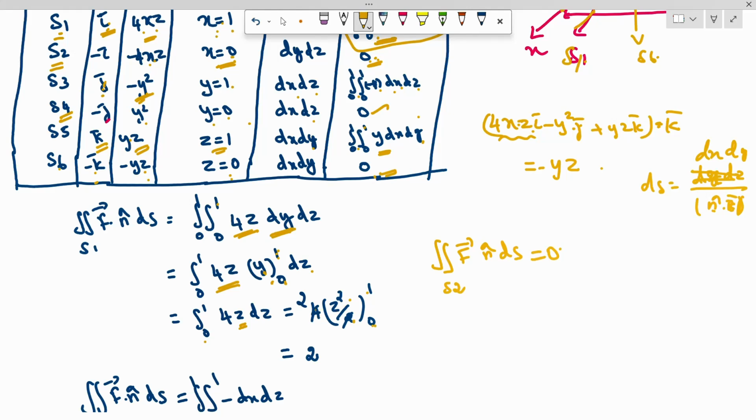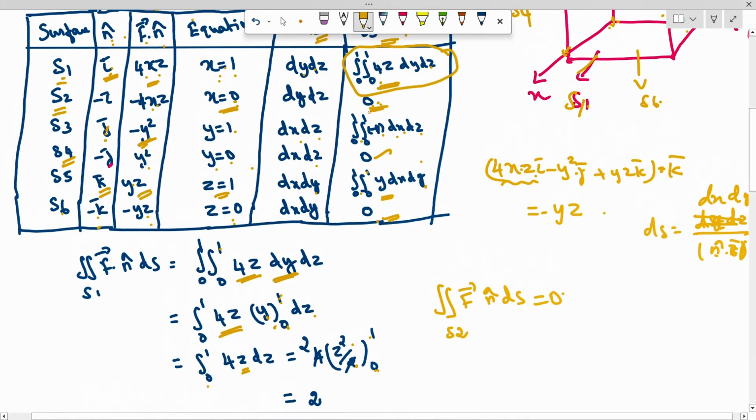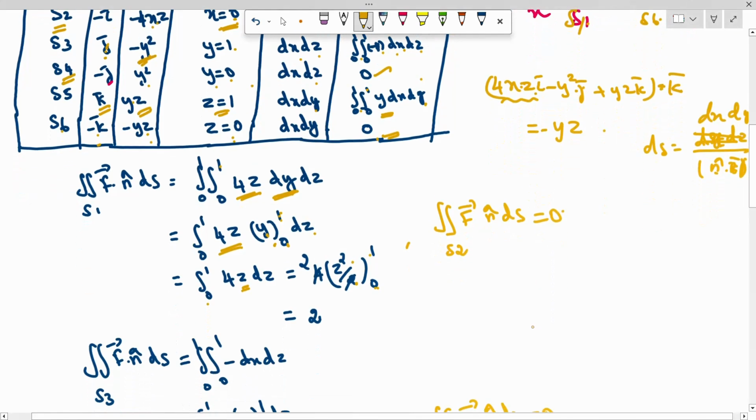And then 2 cancel, we will get 2. Okay, surface 1 value is 2. And then next surface 2. Already we written here surface 2 value is 0 only. We can write directly double integral over S2 f vector dot n cap ds is equal to 0.